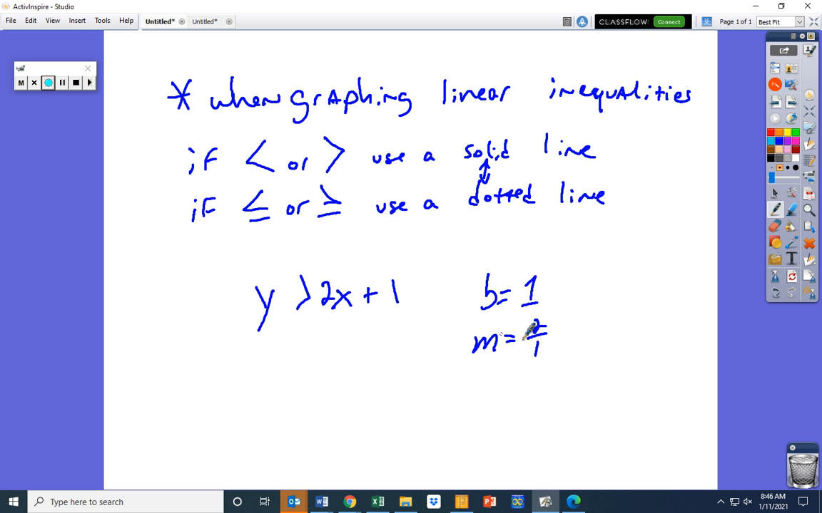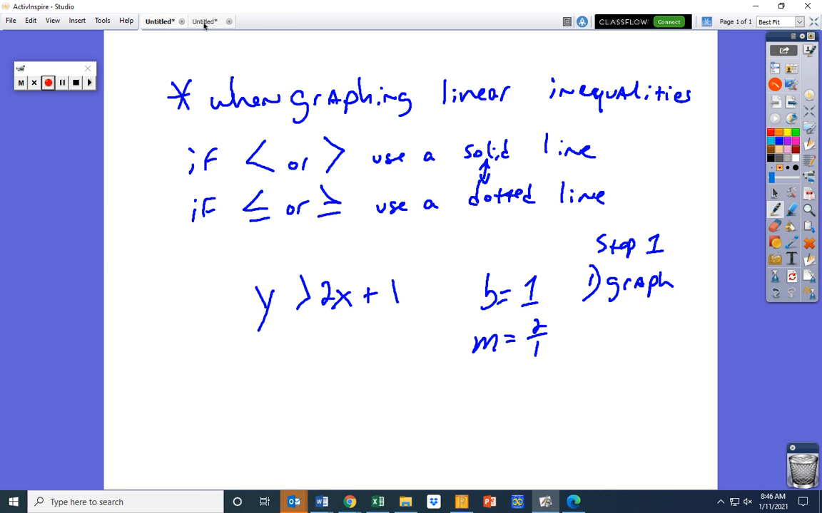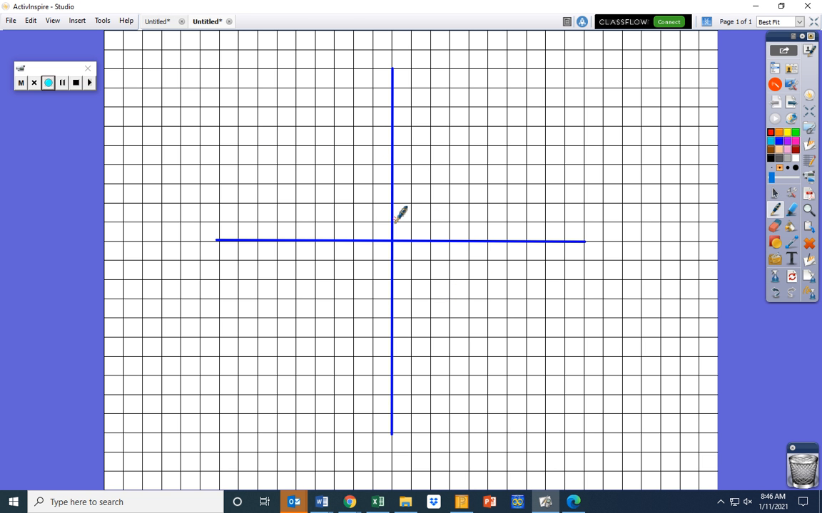Okay, so here's what I'm going to do. The first thing I do, step 1, is I'm going to graph this. Now, because there is a less than or greater than sign here, am I going to come up with an exact answer? No, but I'm going to come up with what could be an answer. So step 1 is to graph. So what was my y-intercept? It's 1. So where's that going to be on here? Right there. And what was my slope? My y-intercept was 1, and my slope was 2 over 1. So I would go up 2 over 1. Does everybody understand that?